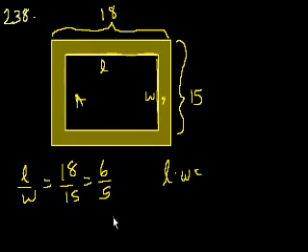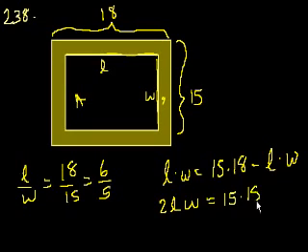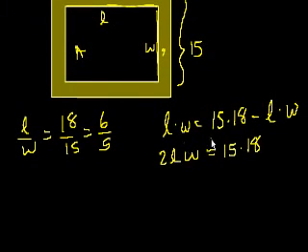And what's the area of the frame? Well, it's the area of this whole thing, which is 15 times 18, minus the area of the picture, right? Because the area of the frame is not this whole rectangle. It's just the part that doesn't have the picture in it. So minus L times W. So if we add LW to both sides, we get 2LW is equal to 15 times 18. I'm just going to leave that as 15 times 18. We could already divide both sides by 2. So you get LW is equal to 15 times 9.